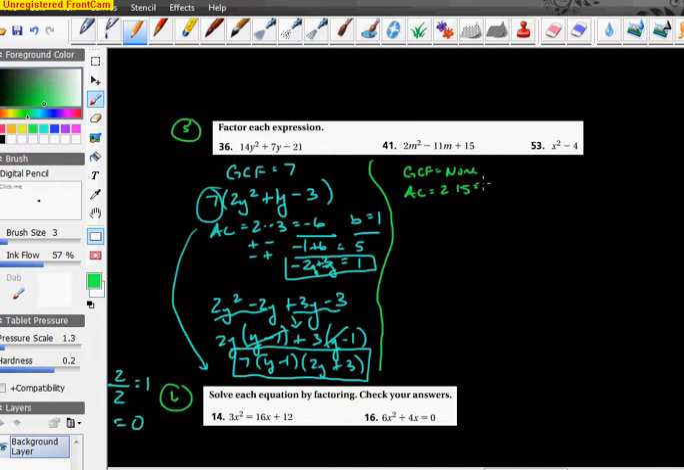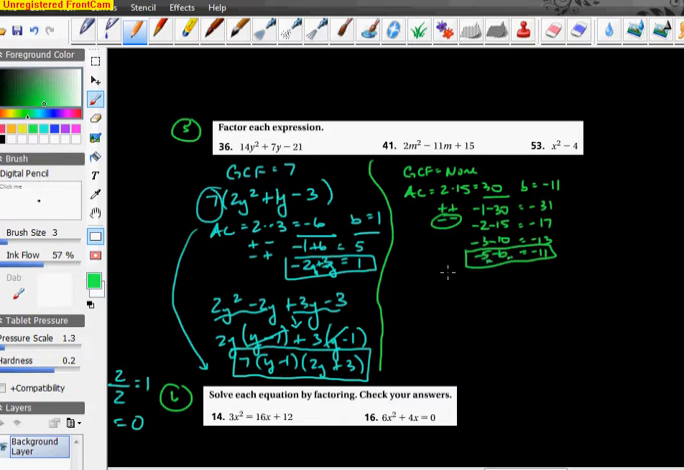2 times 15 is 30. That's my new number. B is negative 11. Factors of 30 that make negative 11: 1 and 30, 2 and 15, 3 and 10, 4, no, 5 and 6. And that's all. This is positive, so plus, plus, or minus, minus. We look at the B. Minus means minus, minus. And I'm looking for a middle term of negative 11. That's negative 31, negative 17, negative 13, negative 11. There it is.